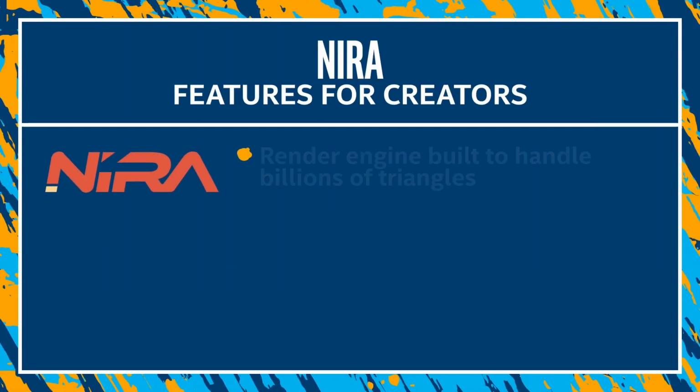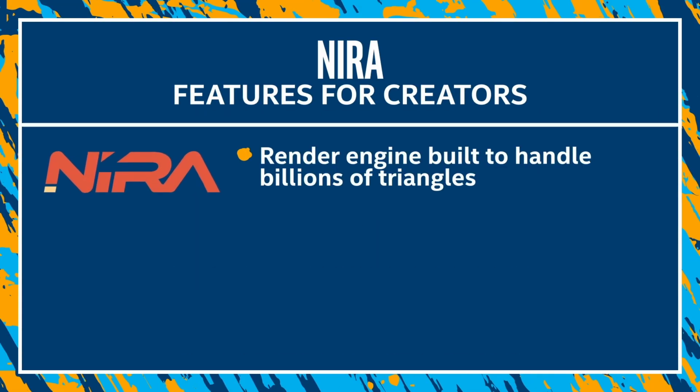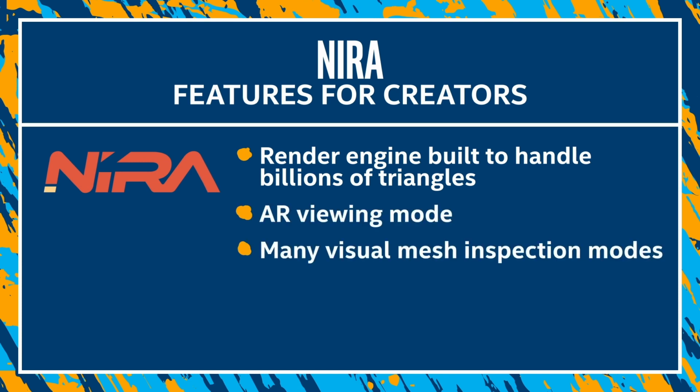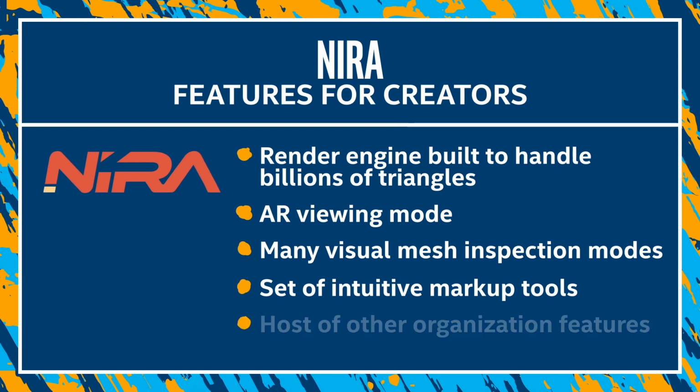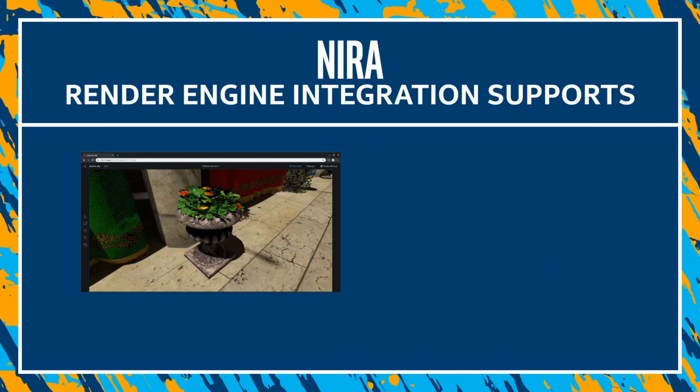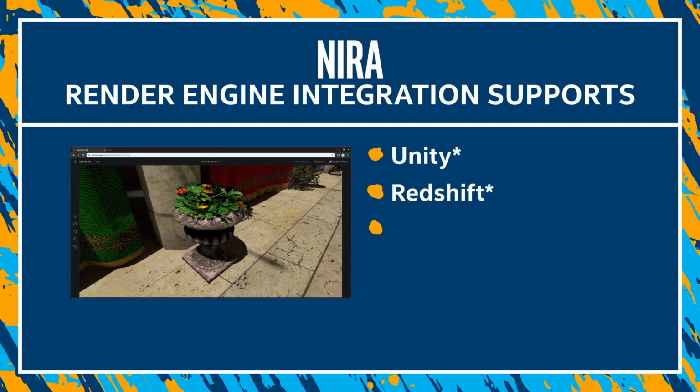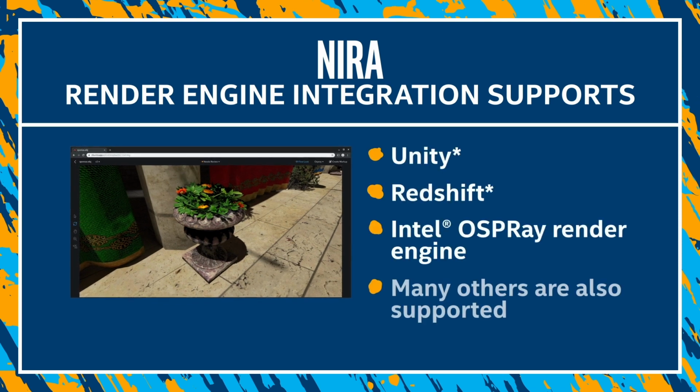So what kind of features does Nira offer creators and artists? Yeah, so Nira has a render engine built to handle billions of triangles at interactive frame rates, an AR viewing mode, many visual mesh inspection modes, a set of intuitive markup tools for exchanging notes between creators and their stakeholders, and a host of other organization features. Its API allows for other render engines to be easily integrated, and it has support for several, including Unity, Redshift, and the Intel Osprey render engine, to name a few. It's really going to change how artists and creators work.